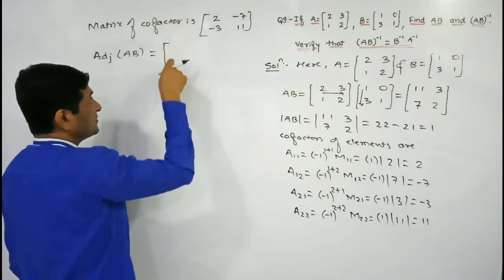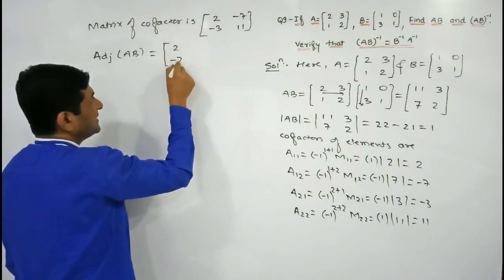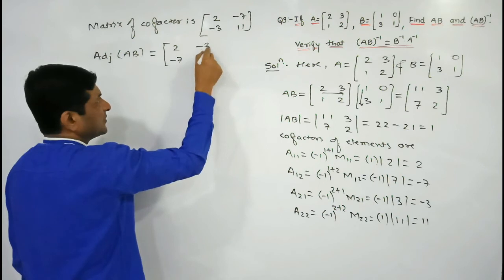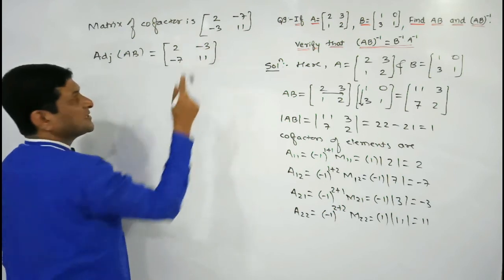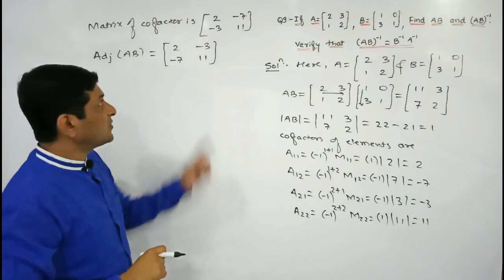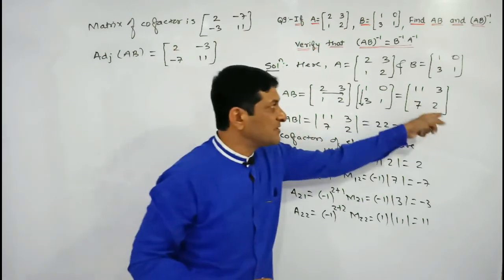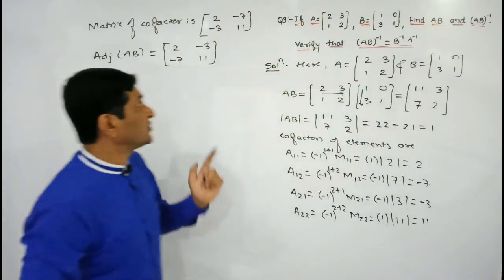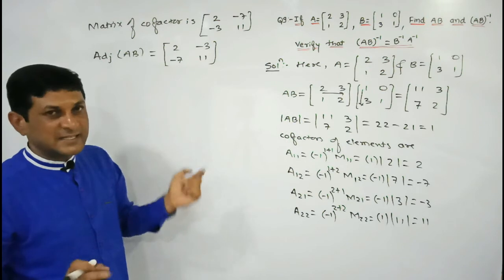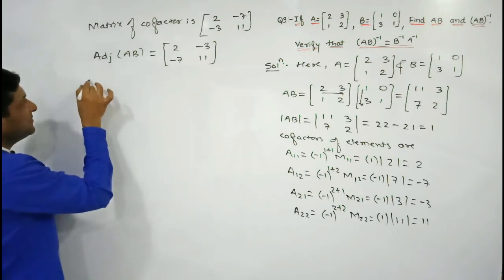So convert first row into first column, 2, minus 7, convert second row into second column, minus 3, 11. Now to check whether our answer is correct or not, check that these two elements interchange and the sign of these two elements should change. So yes, our answer is correct here. Now find the inverse of the matrix.